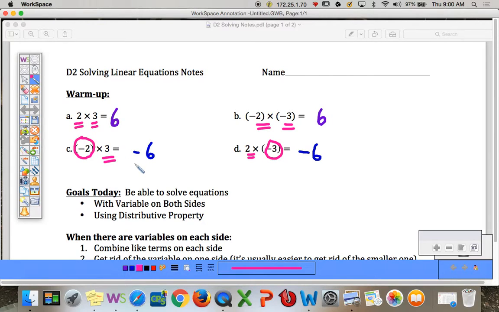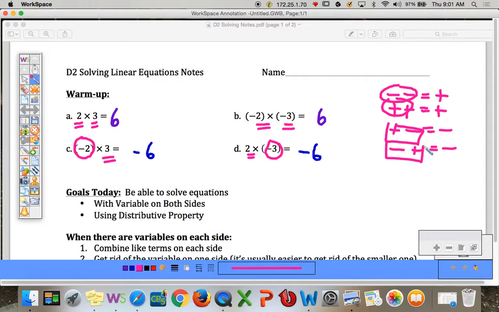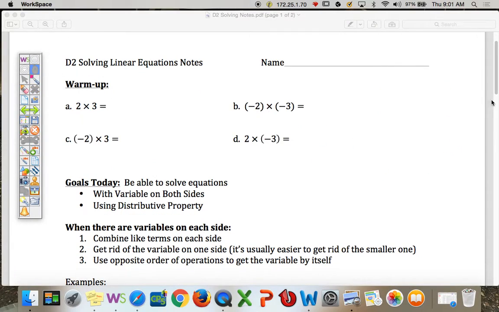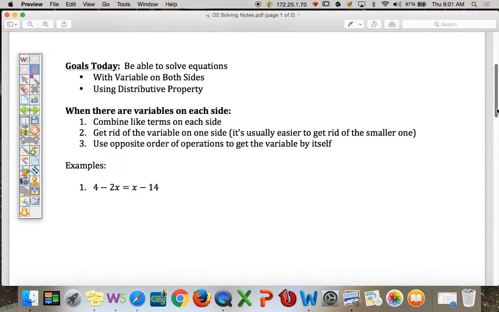So students often ask, what does this equal, positive or negative? You should know a positive times a positive is a positive. A positive times a negative is a negative. A negative times a positive is negative, and a negative times a negative is a positive. So if the signs are the same, it's positive, and if the signs are different, your answer will be negative when multiplying. Again, our goals today: can you solve equations with variables on both sides? Can you solve equations with distributive property?